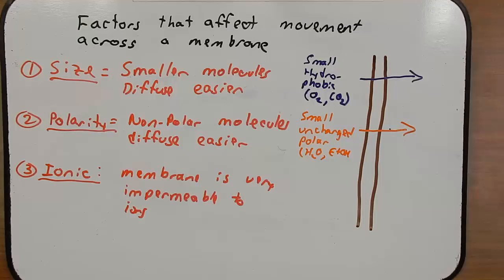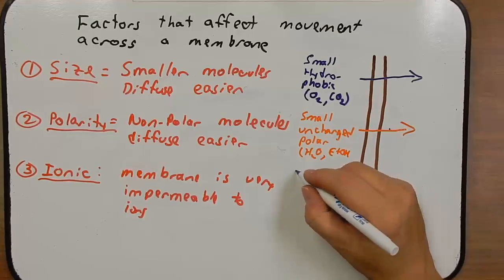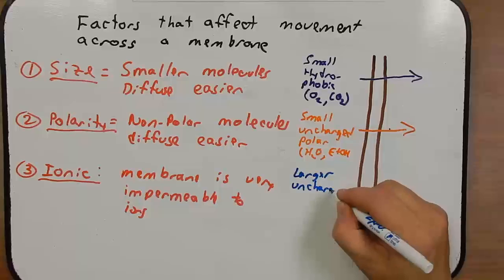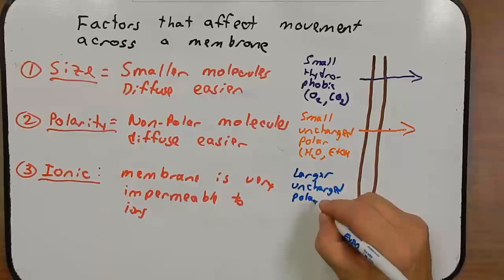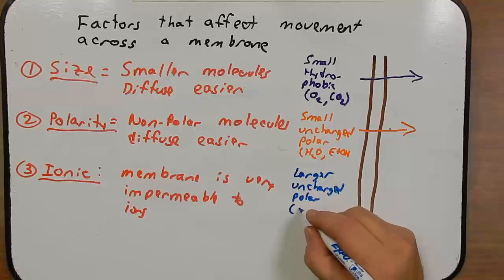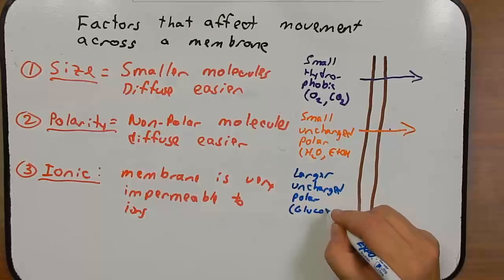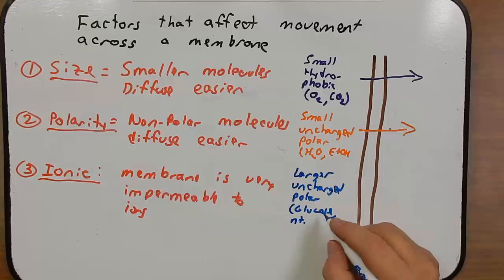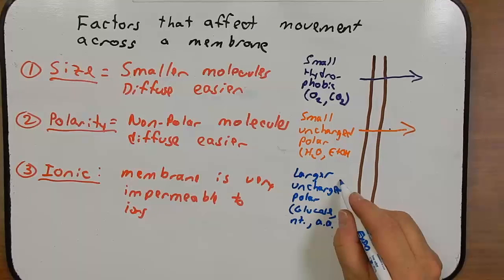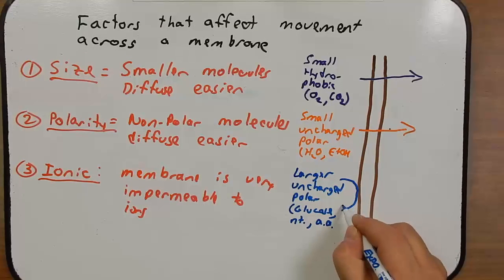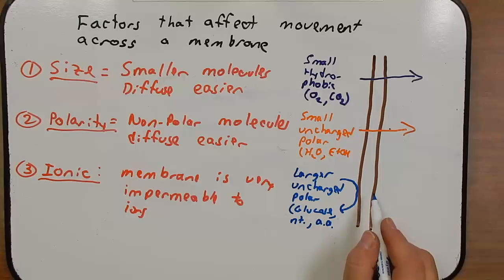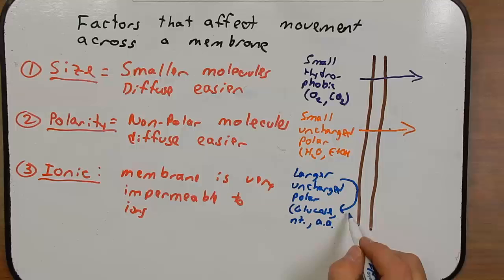Next, let's look at larger, uncharged polar molecules. This would be like glucose, nucleotides, and amino acids. These are not going to easily move across the membrane. They can still get across the membrane, and we'll talk about that in a moment, but they're going to require some extra help getting across the membrane.